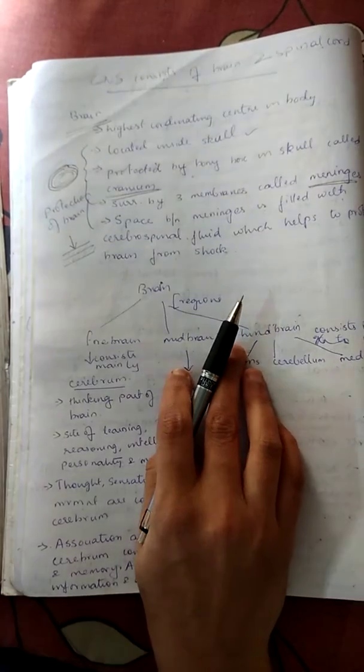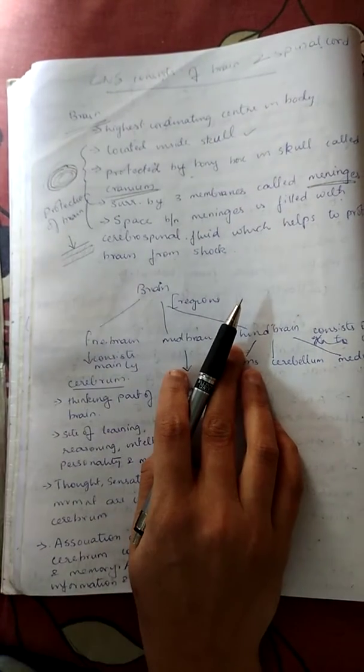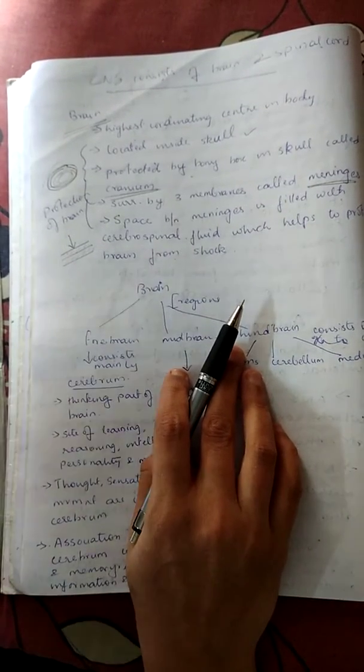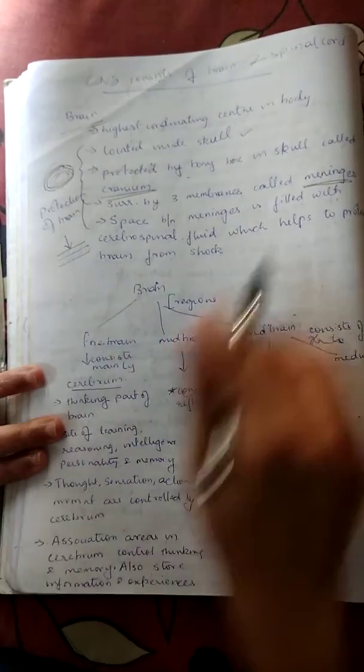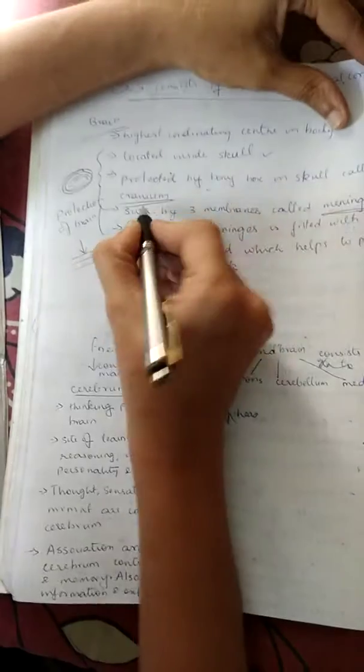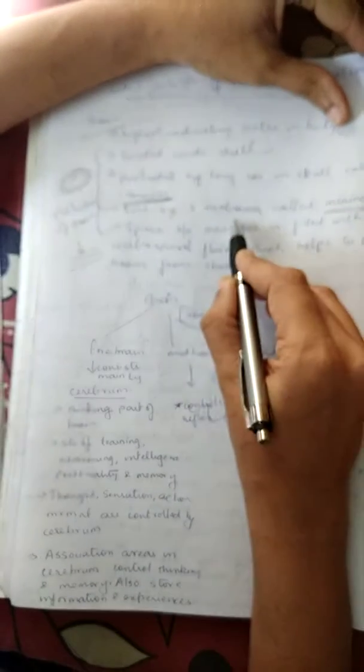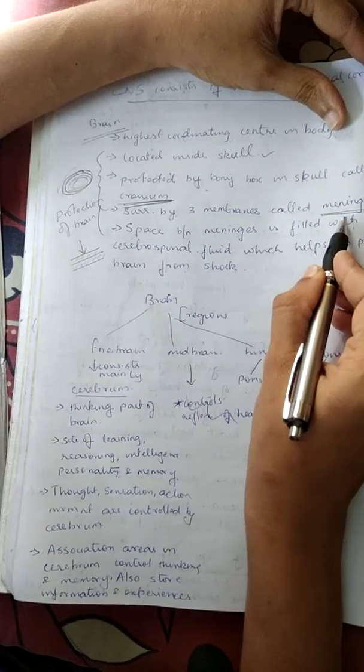So basically, the brain is the highest coordinating center. How is the brain protected? It is located inside the skull, and it is kept inside a bony box in the skull, which is known as the cranium, and it is surrounded by three membranes, which are called meninges.